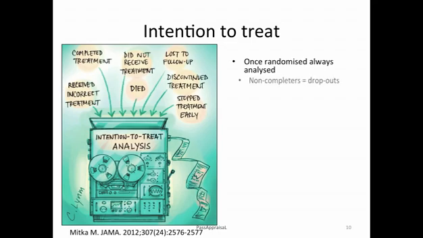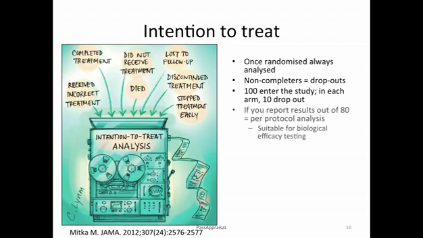Let us call all those who did not complete the treatment as per protocol as dropouts. Imagine a study where 100 enter each arm, but 10 drop out of each arm. At the end of the study, you report the results on the basis of only 80 subjects. Then you are reporting per protocol analysis. This is suitable for early phases of a clinical trial where we are interested in knowing the physiological effects of a drug.